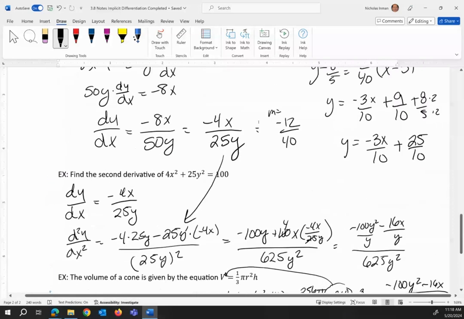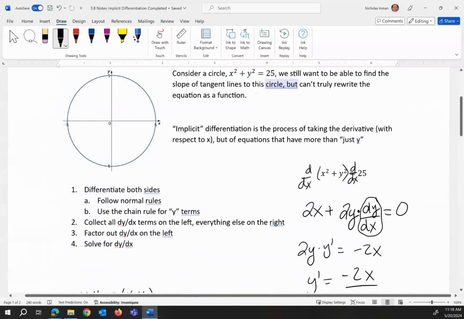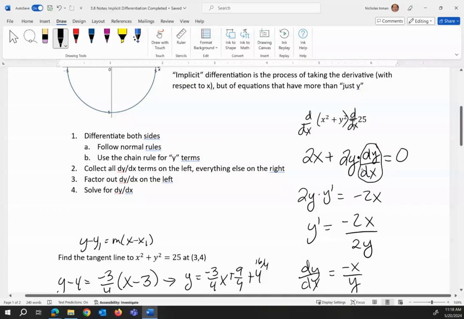But implicit differentiation in general, the general idea: things that are just x's, you take normal derivatives. Things that have y's in them, you take the derivative like it's an x, but then you have to chain on that dy/dx. And then you generally try to solve the equation for dy/dx. Get everything else to the other side, and only dy/dx is on the first side.